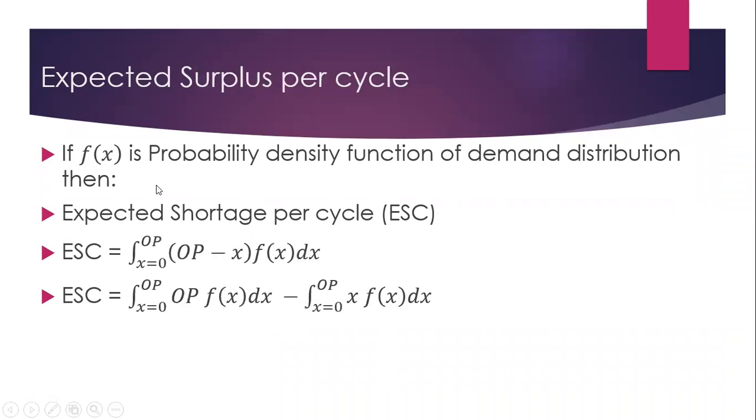This is the expected surplus per cycle. Surplus is when the order point is more than the actual demand, so there is surplus because demand is less than the order point. So we integrate from x equal to 0 to the order point. That is, we integrate demand from 0 to the order point, and this further solves to the difference between these two terms.